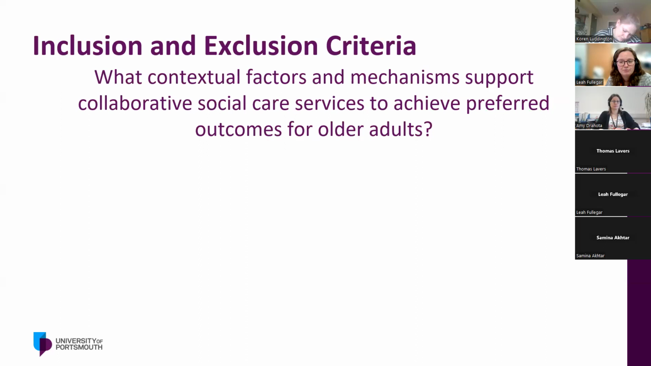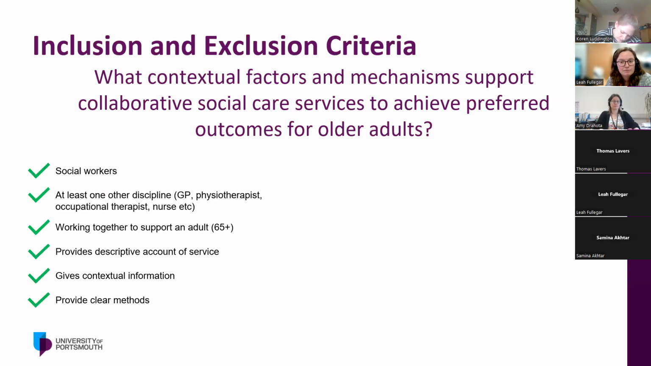From our definitions, we know what kind of studies we want to include and what we want those studies to have in them. We want them to be talking about social workers. We want them to be talking about at least one other discipline. But we're not going to specifically name those disciplines because there might be some that we haven't considered that are regularly part of multidisciplinary or collaborative teams. We want them to be working together to support an adult who's 65 plus.